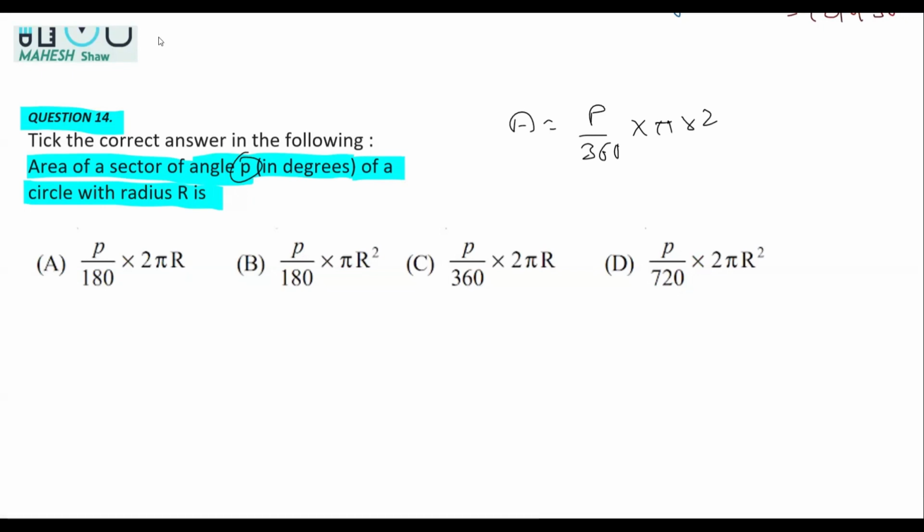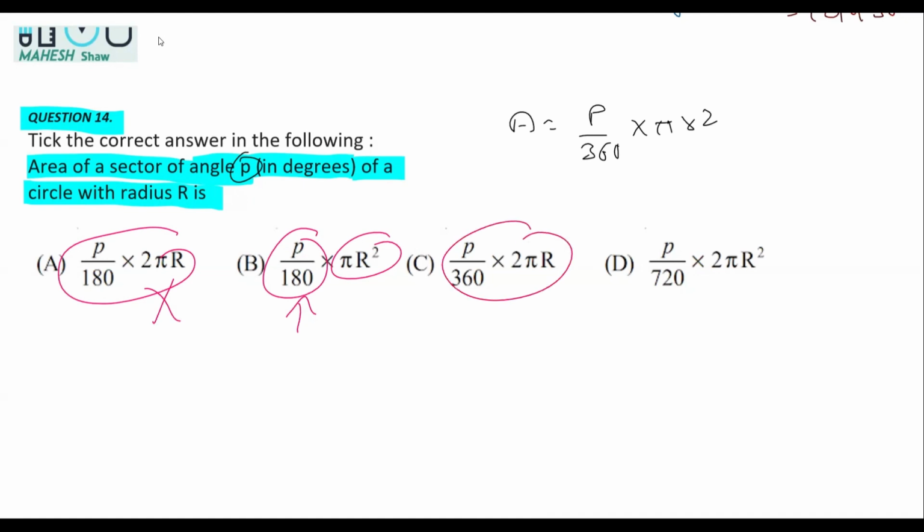Now I have to evaluate. Clearly there is no r square here, so this is not correct. This is P over, the rest is correct, pi r square, but here it is P over 180 and there is no r square, so this is incorrect. Now check here, if I reduce this, what am I getting? 360. So I can say this is the correct option.